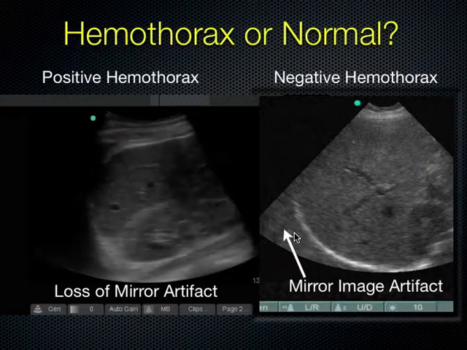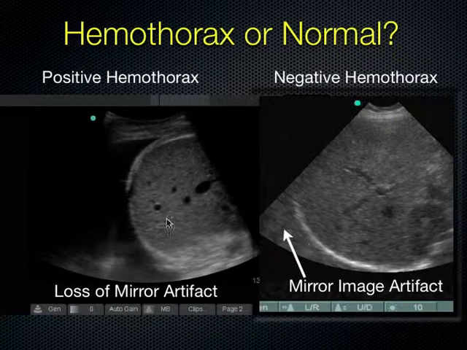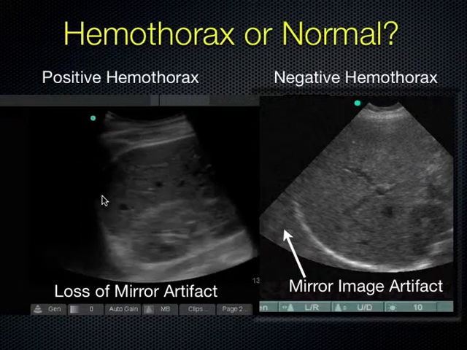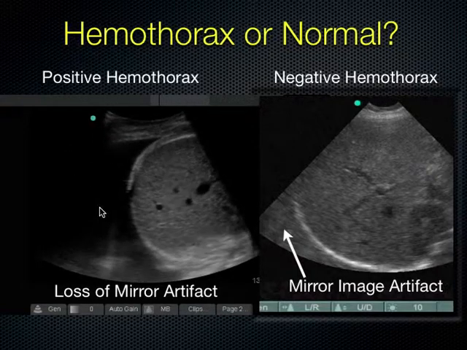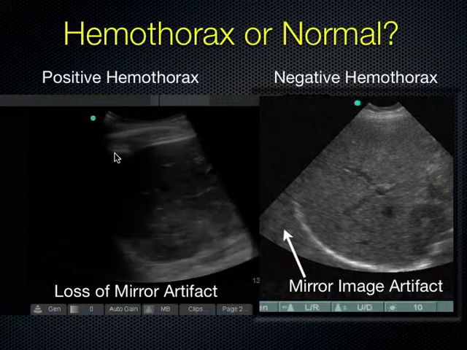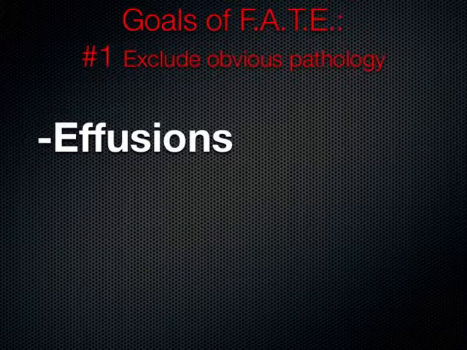It's a very powerful artifact because it tells us there's no blood or fluid in the chest. But when we lose that mirror image artifact, then we see all this fluid up here in the chest. That's what a hemothorax or pleural effusion would look like. It's the absence of the mirror image artifact.